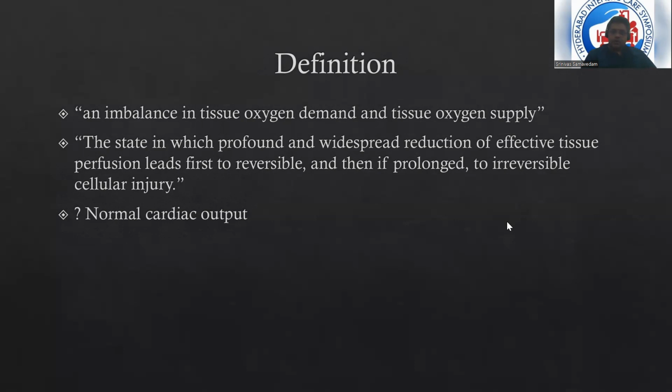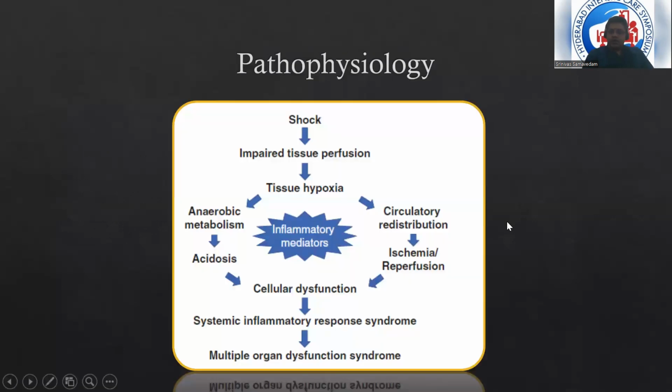So if you look at the pathophysiology of shock, it is characterized by impaired tissue hypoperfusion. And because there is impaired tissue hypoperfusion, there is tissue hypoxemia. Now, this tissue hypoxemia will lead to a circulatory redistribution and trigger anaerobic metabolism. The circulatory redistribution produces ischemia and sometimes, if you are good enough, produces reperfusion injury. And the anaerobic metabolism triggers a lactic acidosis.